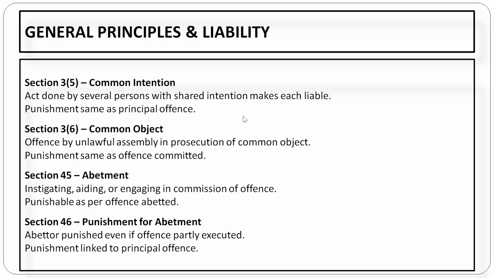Next one is section 46, punishment for abetment. Section 46 deals with punishment for abetment. A person who abets an offense can be punished even if the crime is not fully completed. What matters is the intention to help in committing the offense. In most cases, the punishment is the same as the punishment for the main offense. This ensures that indirect involvement is also punished.